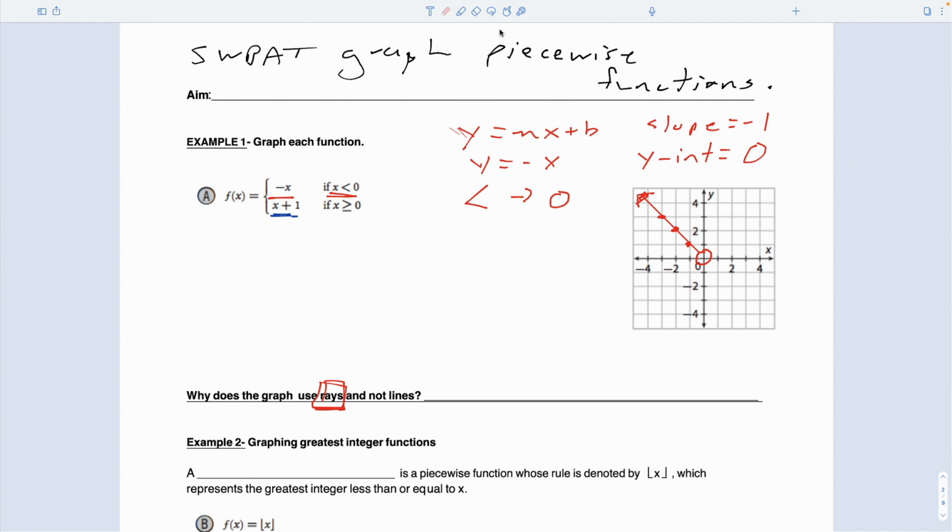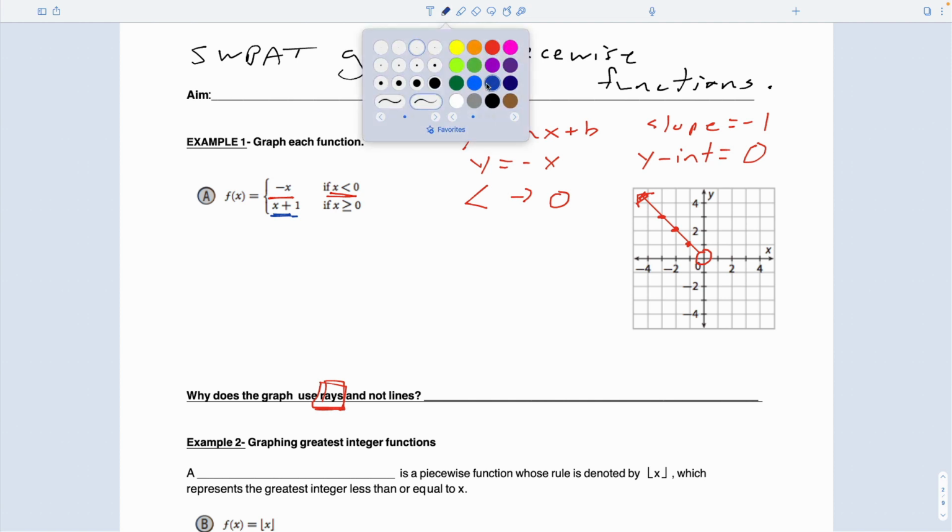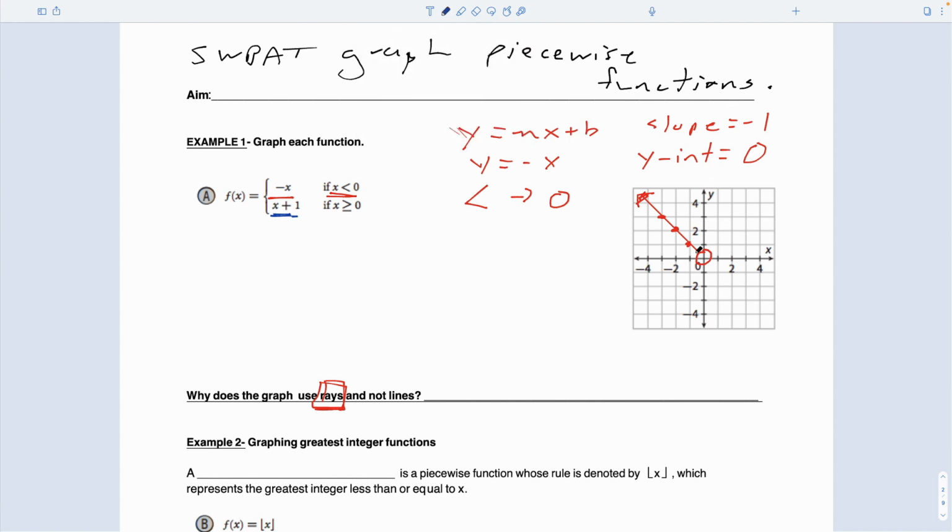Hayden. So did you know that the slope was -1 because it says -x? There was a 1 in front of the x. We use that knowledge. And then -1 would be the slope. Yep. Pause before we move on to x plus 1. Why would this graph use rays? And actually, no. Let's go ahead and do x plus 1. So this will make it a little clearer.